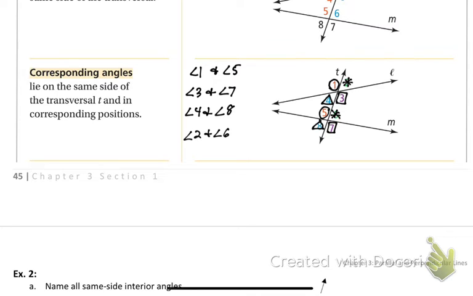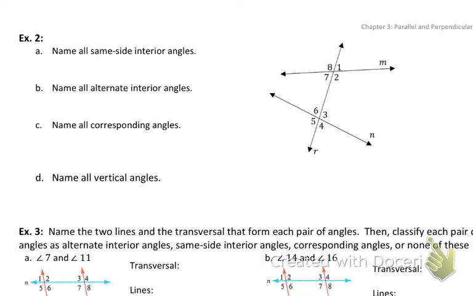Now note, when we list these, you can't just say 1, 5, 3, 7, 4, 8, 2, 6 are all corresponding angles. You have to list them as pairs. That's why I put that "and" symbol between them. So if you're on a test and you just list a whole bunch of things together, you can't do that. All these come in pairs. Same sides come in pairs. Alternate interiors come in pairs. Corresponding angles come in pairs. Got all 3 of those? Okay. Let's see if you do.